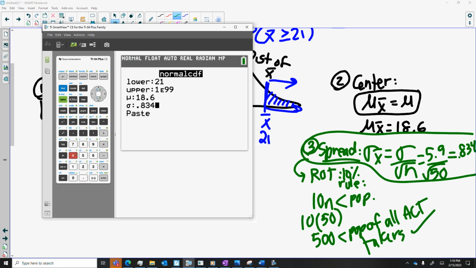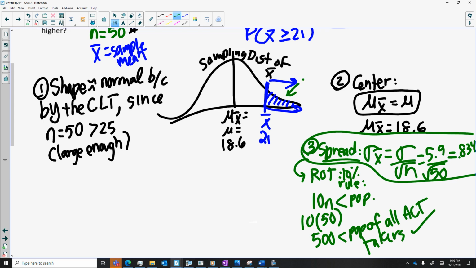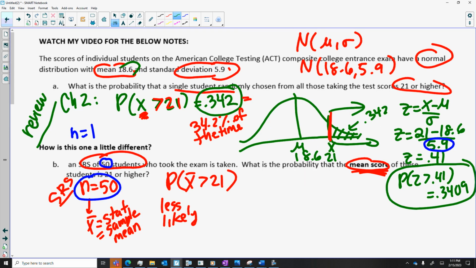And since the standard deviation went way down, let's see what happens to the probability. Oh, the probability went way down. Now it's only 0.002, which is the answer to this question. So look at what it was before. If you go back to part A, my probability before was 0.342, or 34.2% of the time, we're going to randomly select a student who's going to get a score that's greater than 21.